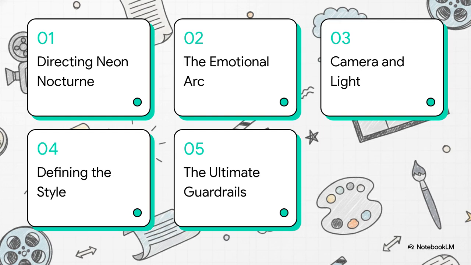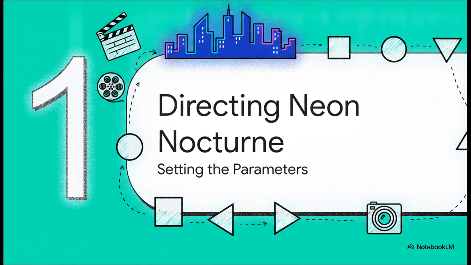Okay, let's just jump right into our roadmap for today. We'll kick things off with directing Neon Nocturne, then we'll map out the 8-scene emotional arc. After that, we'll dive into mastering camera and light, define the cinematic style, and finish up with the ultimate guardrails. All right, part 1, directing Neon Nocturne.